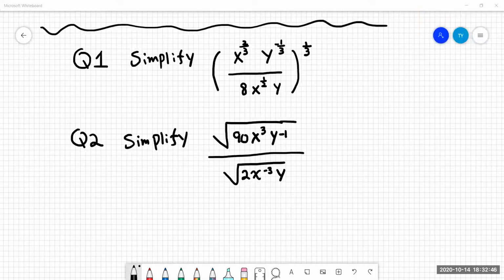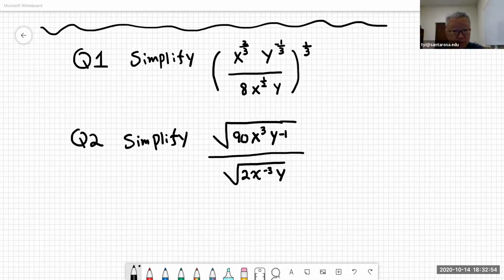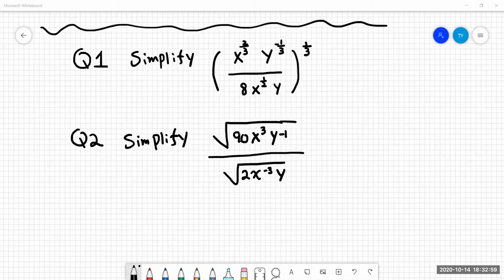I think I have the answer for the first one. Can I check? You want to check your answer? Yeah, I got x to the 1/18 over 2y to the 4th over 9.